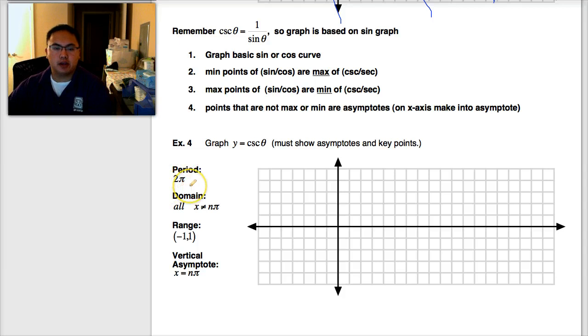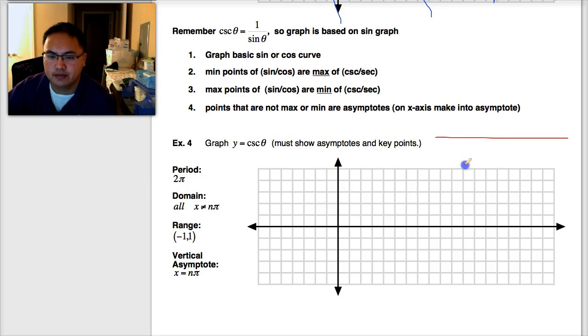The period is also 2 pi for both cosecant and secant. Remember, the only difference is tangent, where it's pi. So this is how I'm going to draw it. So secant, or how about this? To make it easier for you, let's review how sine looks like.